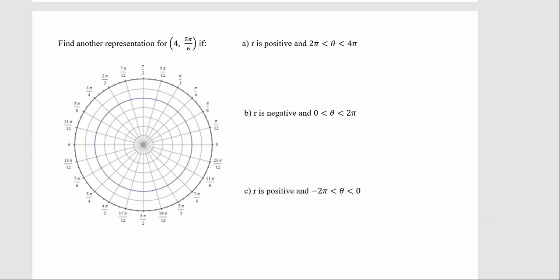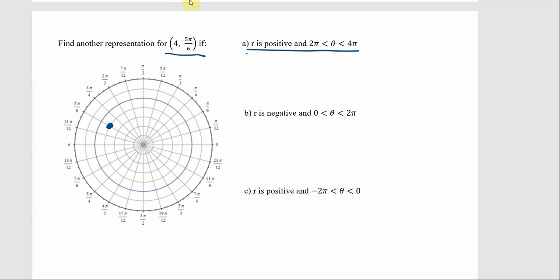Okay, so we're going to plot this one point here, this 4 and 5 pi over 6. So we just come around to 5 pi over 6, and we're going to come out 4 units. 1, 2, 3, 4, and we're on 5 pi over 6. So that's our point. But now we want to take a look at this point, and I want to rewrite it.